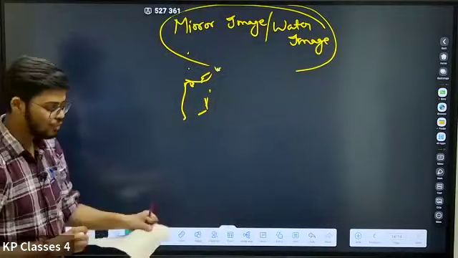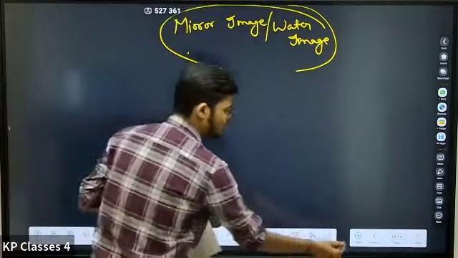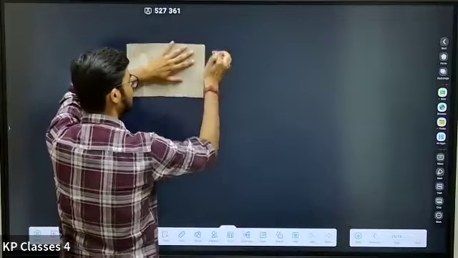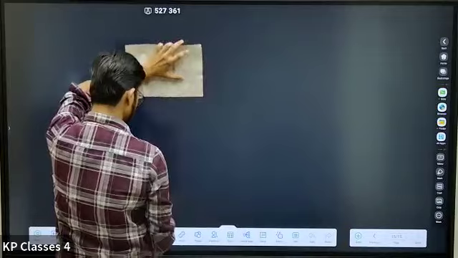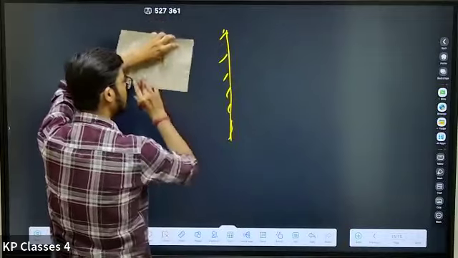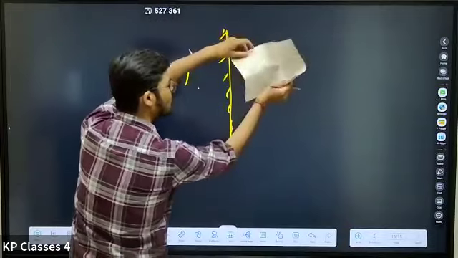Now, if I'm going to talk about the water image, first, what does mirror image mean? When I'm going to talk about mirror image, that means this mirror is like this. This mirror is here, right? This mirror is here. So the mirror image that we'll be getting will be looking like this.